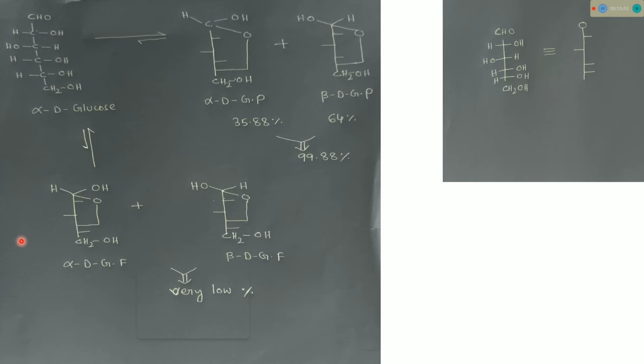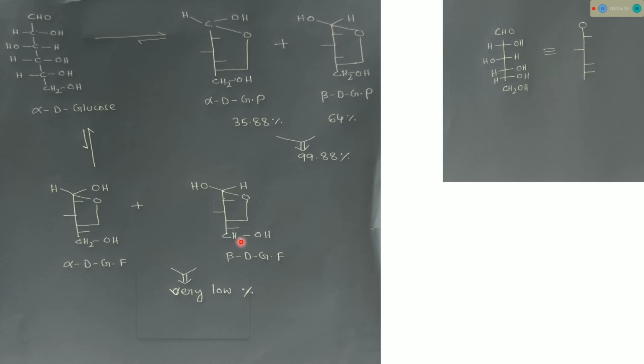So this will react with acetone, two equivalents of acetone. Among these four anomeric mixtures, only alpha-D-glucofuranose is able to react with the maximum amount of acetone. This one will not react because there is no 1,2-diol.